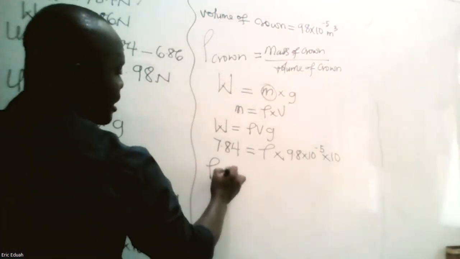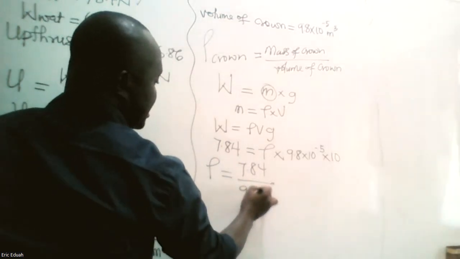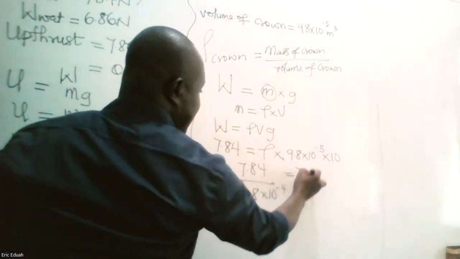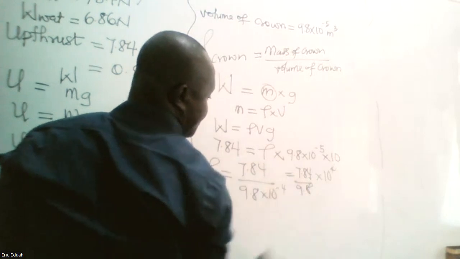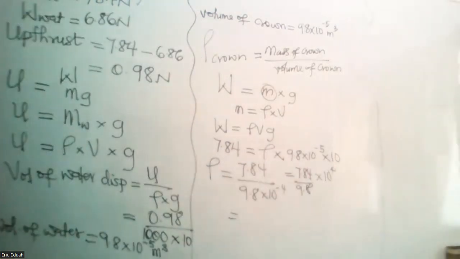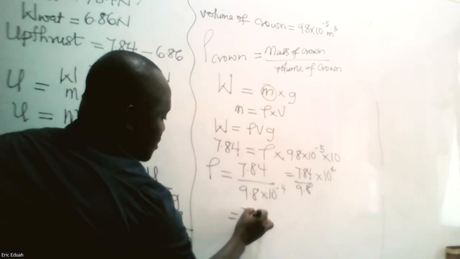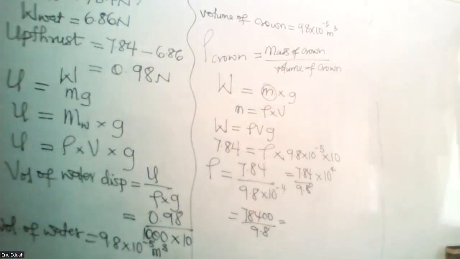So rho is equal to 7.84 divided by 9.8 times 10 to the power minus 5. This is equal to 7.84 over 9.8 times 10 to the power 4. Finish it and give me the final value. 78,400 divided by 9.8.